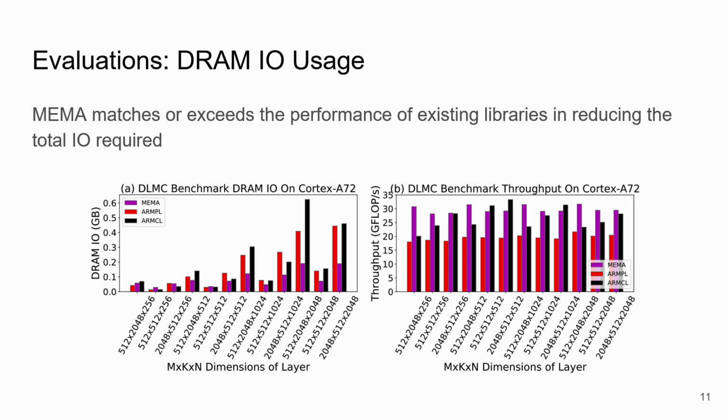So we'll talk about DRAM I/O first. This is on the Cortex, the Raspberry Pi hardware. We see here that MEMA, in terms of performance and throughput, either matches or outperforms the state-of-the-art competitors, ARMPL and ARM-CL. And if you look at the DRAM bandwidth, it also utilizes much less DRAM I/O in this case, not bandwidth. We actually counted the memory accesses.